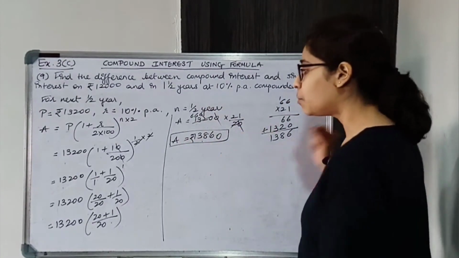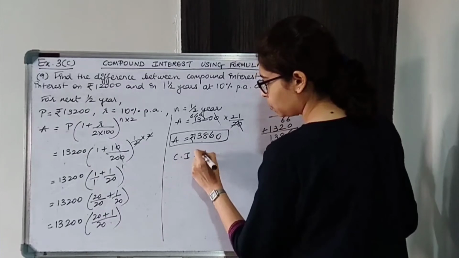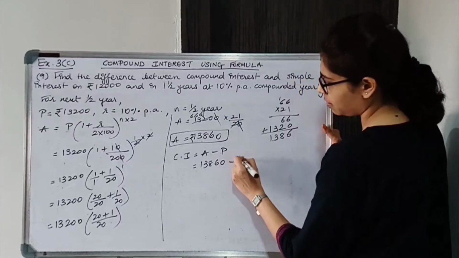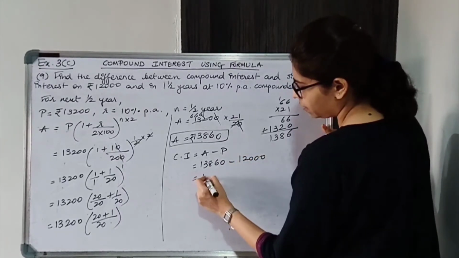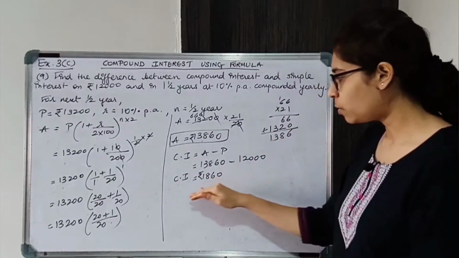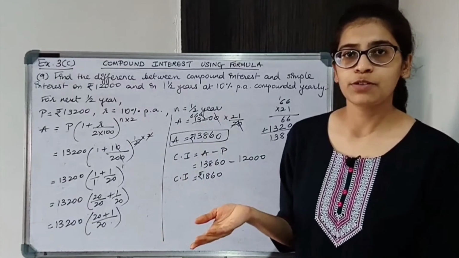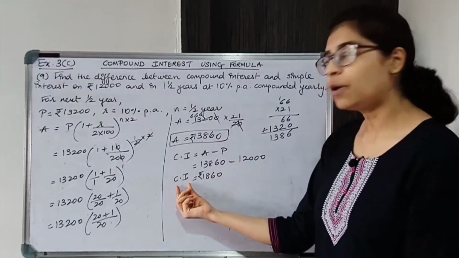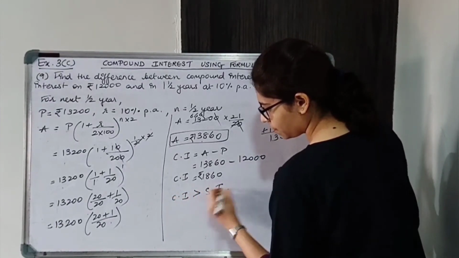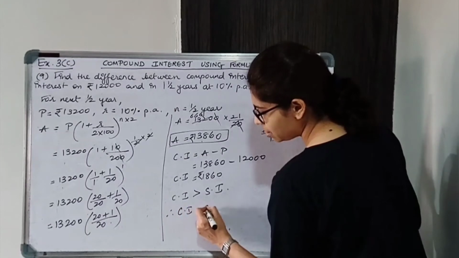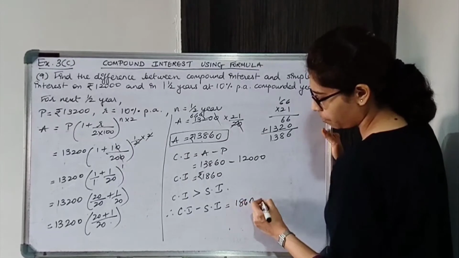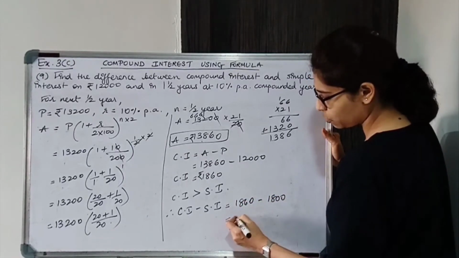Now let us find the compound interest. So compound interest is equal to amount minus principal, that is 13860 minus 12,000. So that will give 1860. So we found compound interest. We know simple interest. Let us find the difference. We know compound interest is greater than simple interest. So CI minus SI is equal to 1860 minus 1800. So that will give 60.